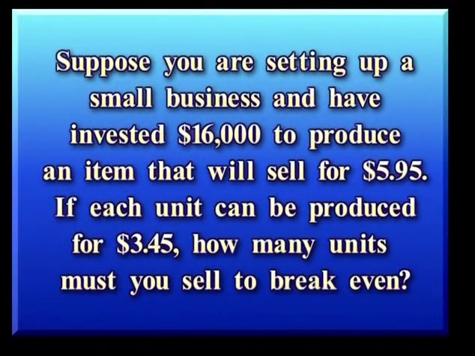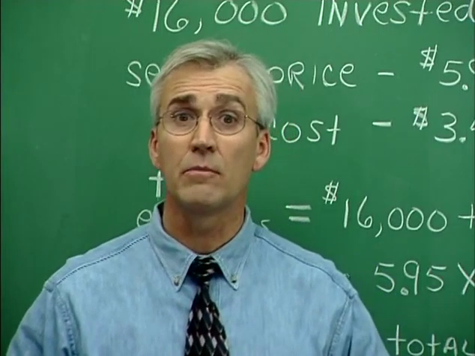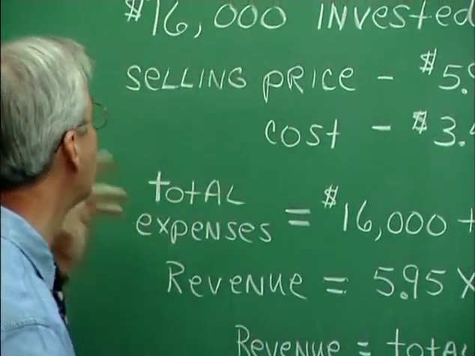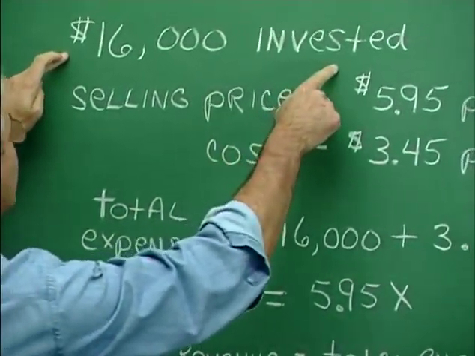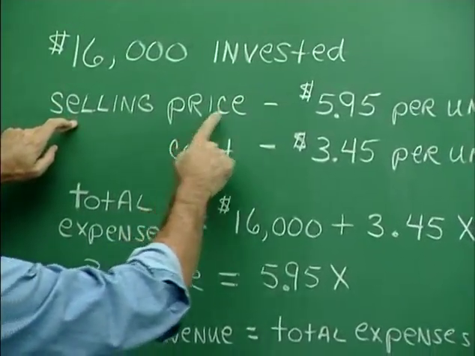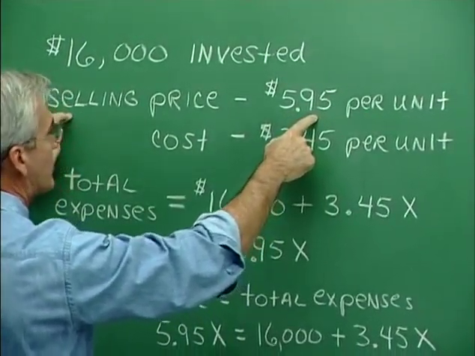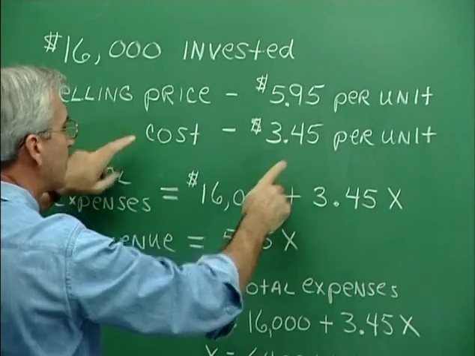Suppose you are setting up a small business and have invested $16,000 to produce an item that will sell for $5.95. If each unit can be produced for $3.45, how many units must you sell to break even? I've outlined the important information in the problem right here. We have $16,000 invested. The selling price is $5.95 per unit. The cost is $3.45 per unit.